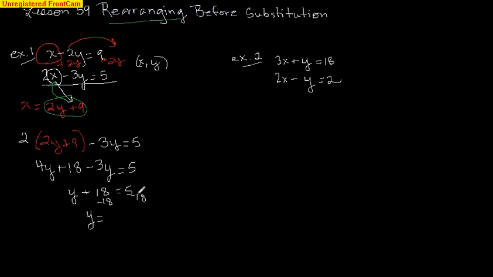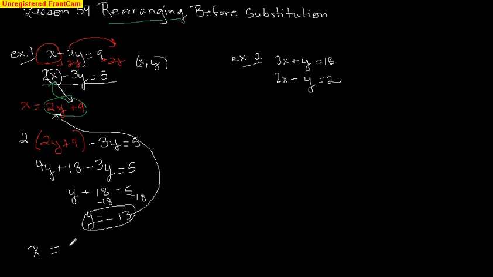So the way we find x is, remember we rearranged and got x by itself? We're going to take this y value and go up here and put it in where the y is. So we're going to get x equals, that's what we're looking for, 2 times minus 13, because that's what y is equal to. We're just substituting. This is all substitution, plus 9.